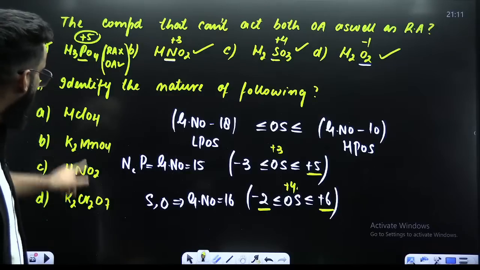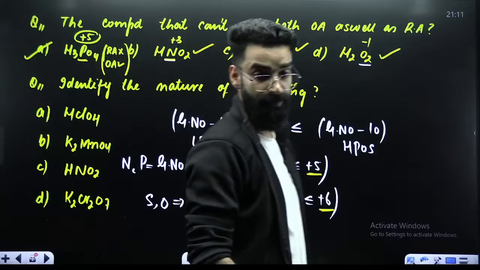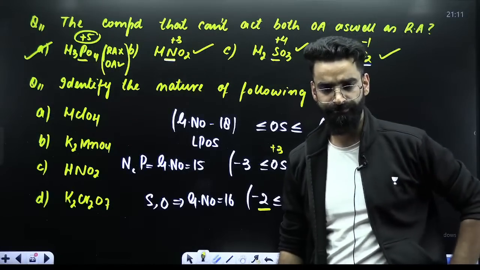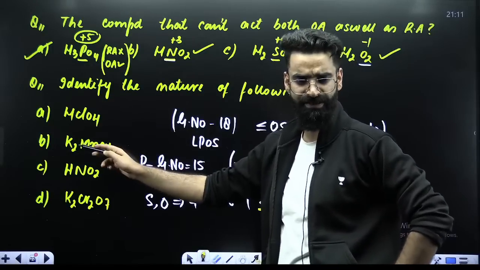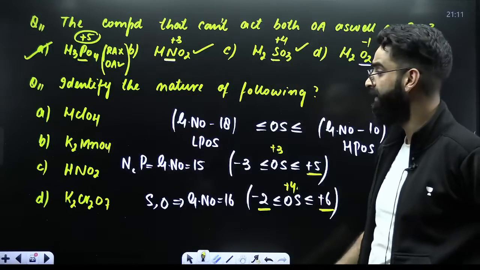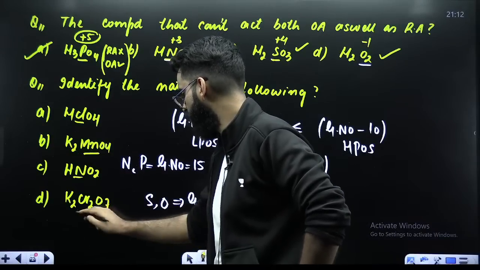Now, look at this question. Identify the nature of the following. Nature means you have to check whether this is an oxidizing agent or a reducing agent. Oxidizing or reducing. You can check it. See, chlorine, manganese, nitrogen, chromium.